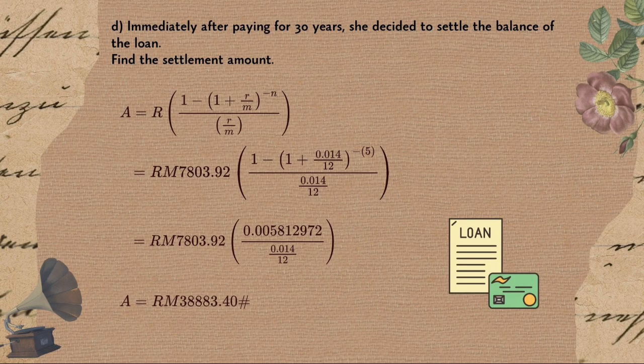Question D. Immediately after paying for 30 years, she decided to settle the balance of the loan. Find the settlement amount. In this question, n will be 5 because the total is 35 years and she has paid for 30 years. We use the formula A equals R bracket 1 minus (1 plus R divided by M) in parentheses power negative n divided by R divided by M bracket. So A equals Rm 7,803.92 bracket 1 minus (1 plus 0.014 divided by 12) in parentheses power negative 5 divided by 0.014 divided by 12 bracket. And the answer is Rm 38,883.40.